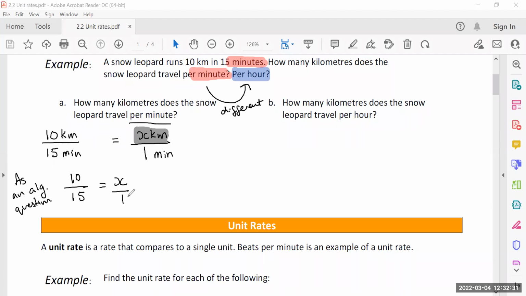Now, again, my goal is to get X all alone. It's being divided by 1. How do you get rid of a division of anything? Yep, right, except it's already a 1. Does anything change if I multiply it with a 1? No. So in fact, 99% of the time, a unit rate question is already set up for you algebraically. All we have to do is solve this fraction because x is already all alone. So what's 10 divided by 15?